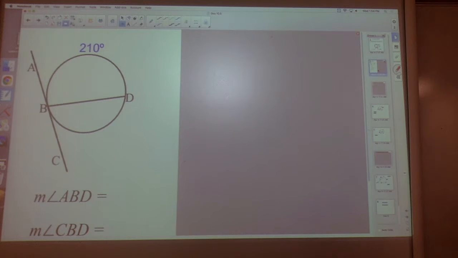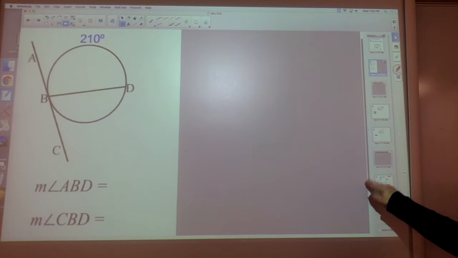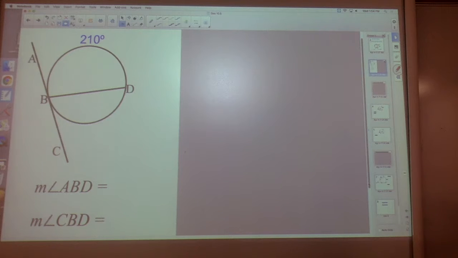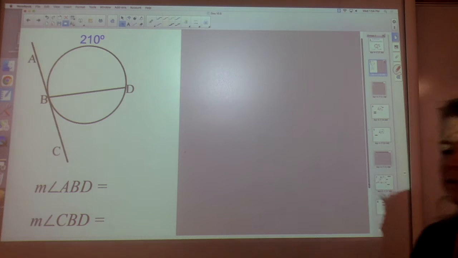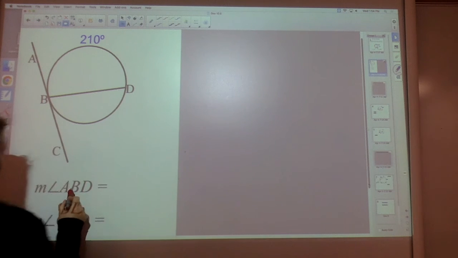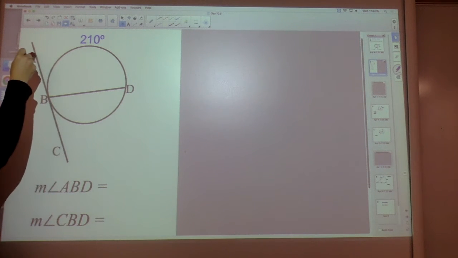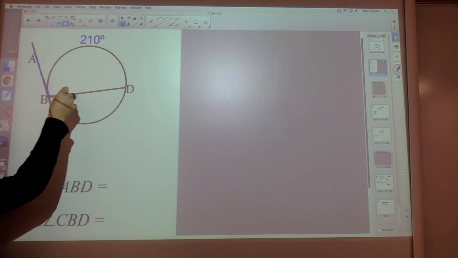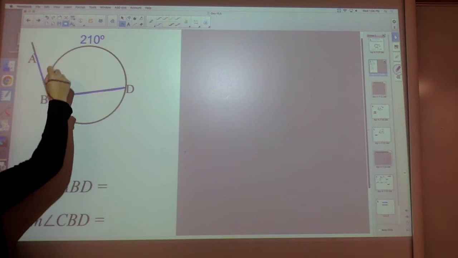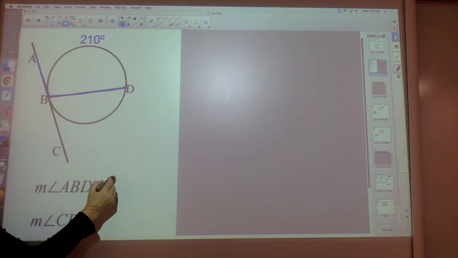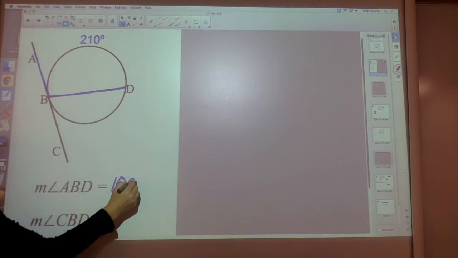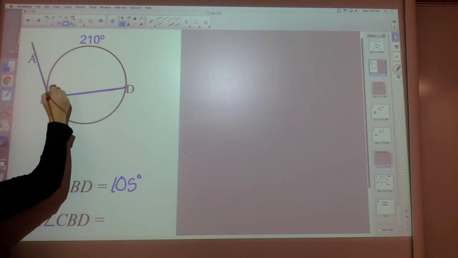Here you've got a circle. You're going to have to pause it if you need to draw it. Tangent line AC, and you have a chord BD, and you have an arc measure up there of 210 degrees. The measure of angle ABD, let's get good at how we name angles again. A, B, D. If this is 210 degrees, let's cut that in half and make it 105 degrees.